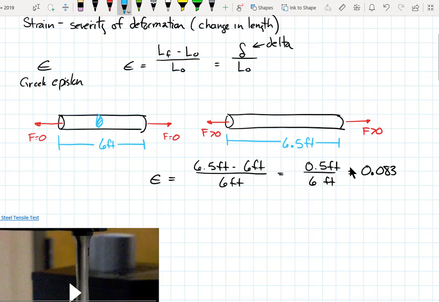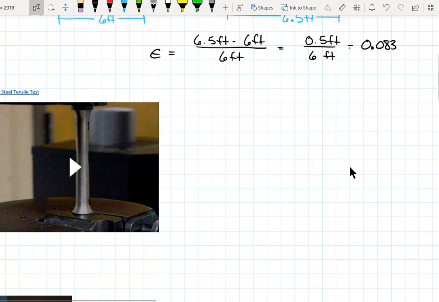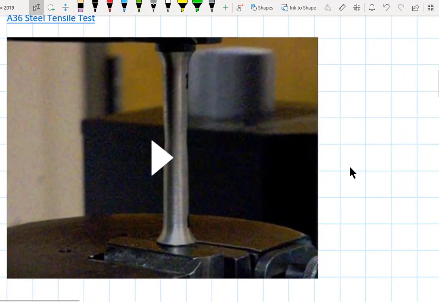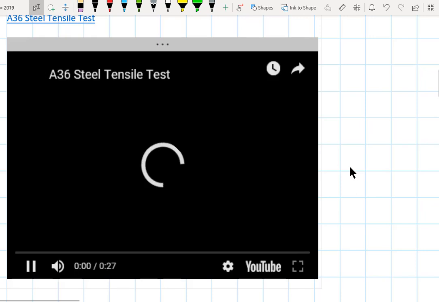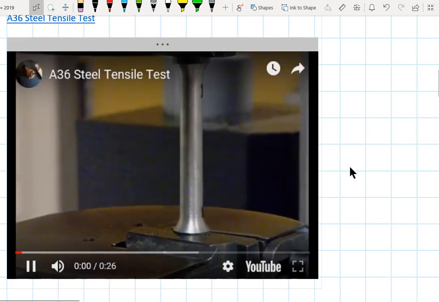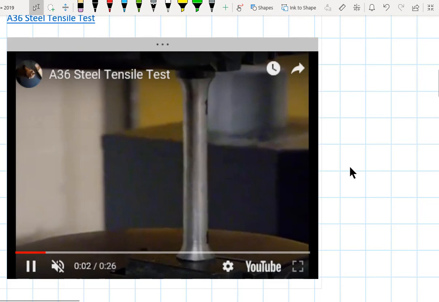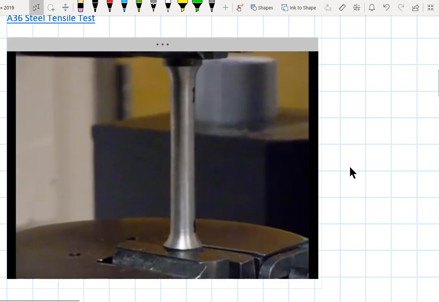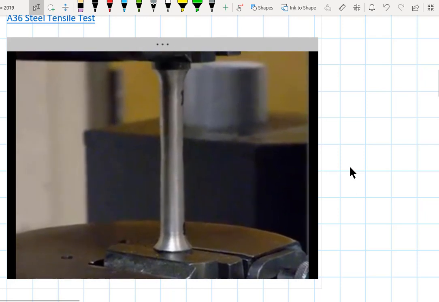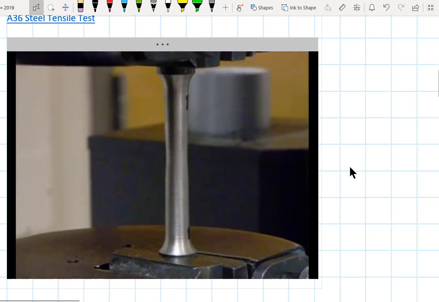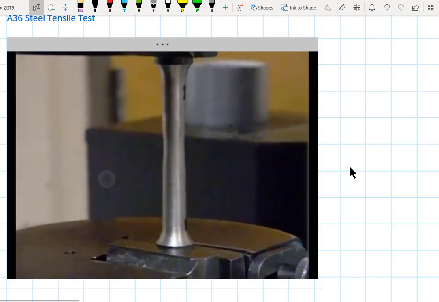And what happens is, here's another one of our little videos. This is a different one. Not our video, it's someone else's video. But this is a tensile test. So we don't actually need to listen to it. But here's a test specimen. This is probably like 3 inches long, maybe 4 inches long. And you can probably see it right now.